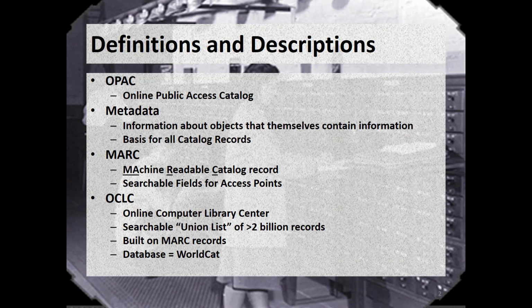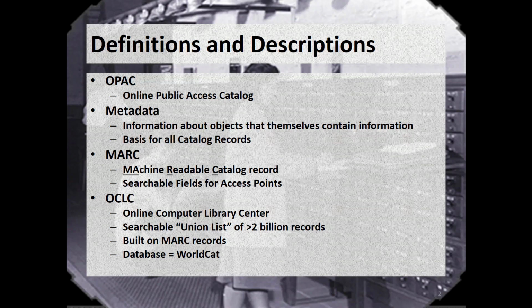The last jargon word to know is OCLC, another acronym. It stands for Online Computer Library Center, a nonprofit organization that maintains mainframe computers and server farms in Dublin, Ohio. OCLC maintains a searchable database of over 2 billion library records from more than 70,000 libraries in 170 countries.